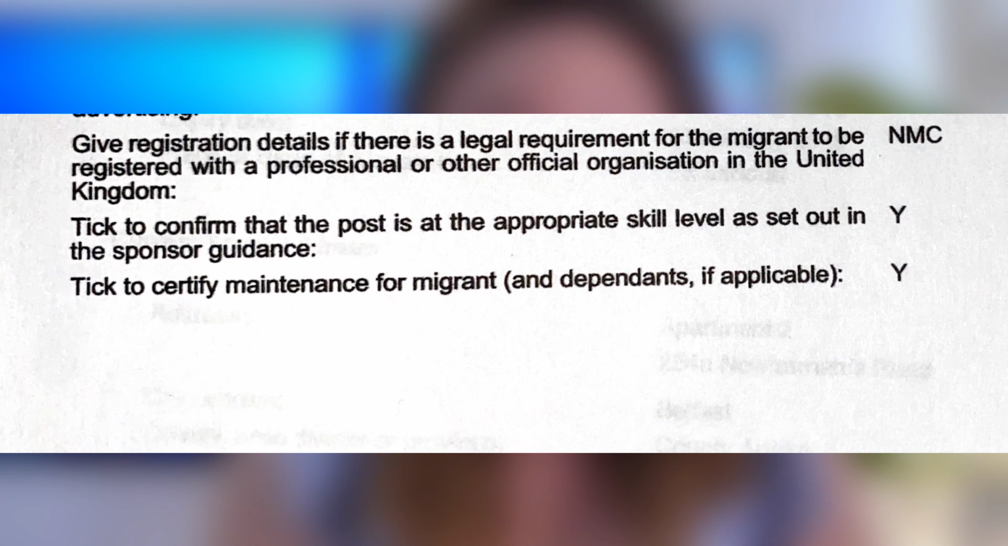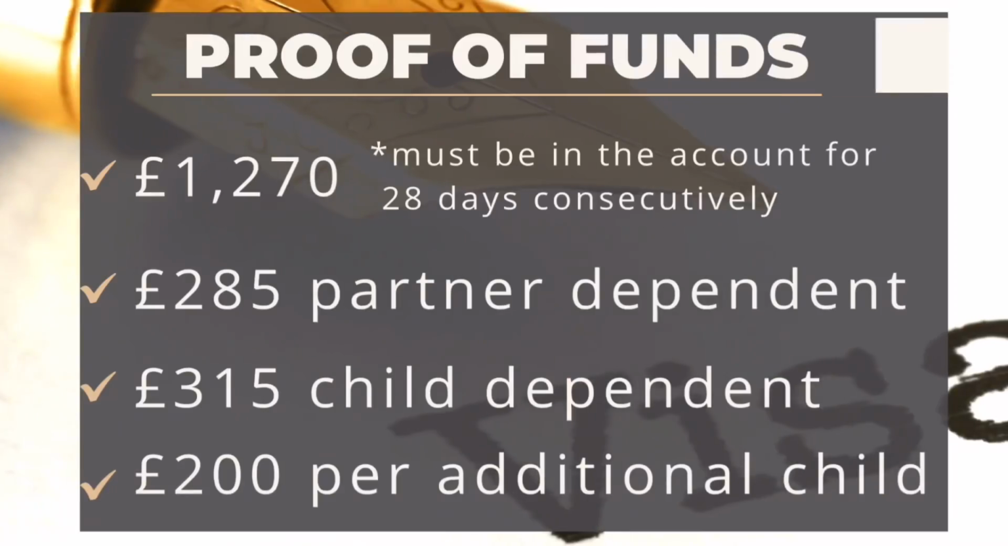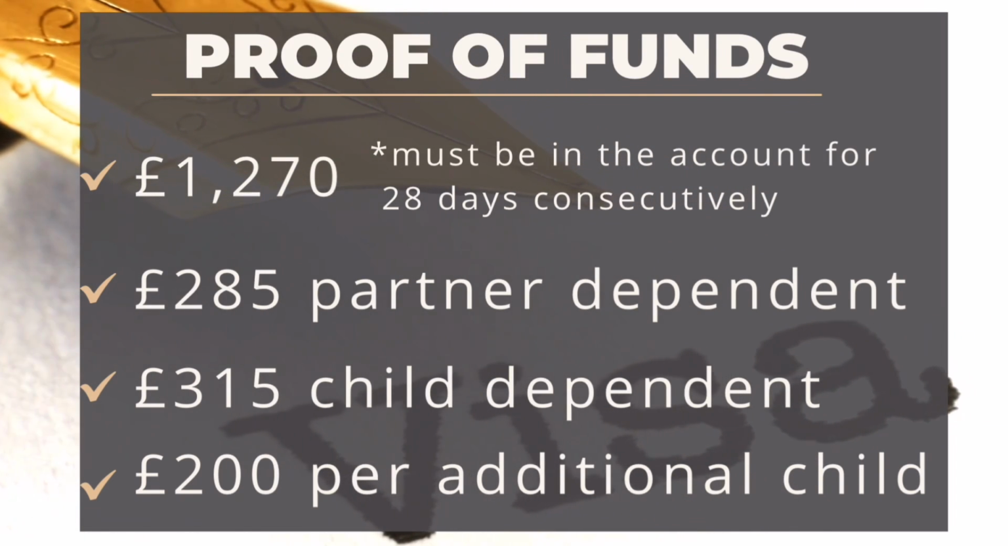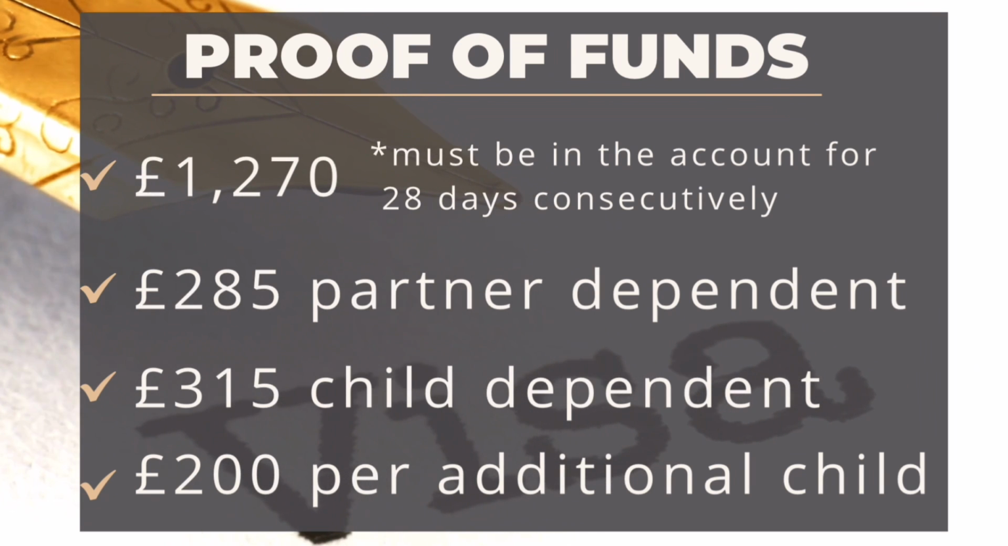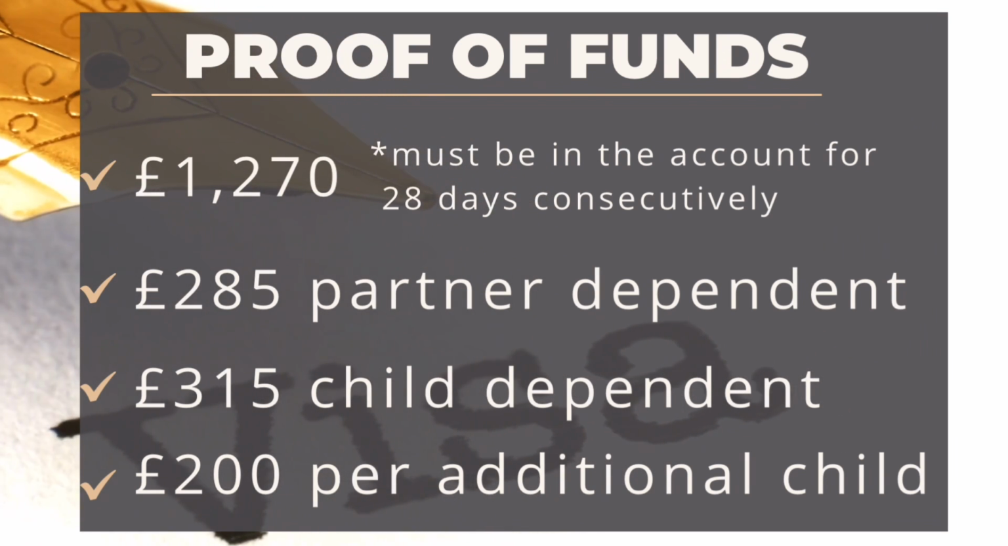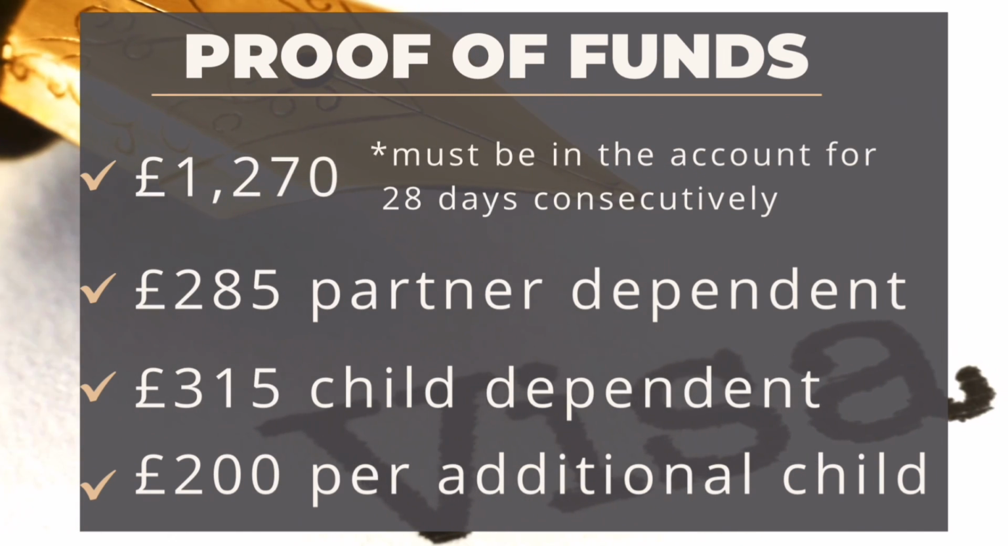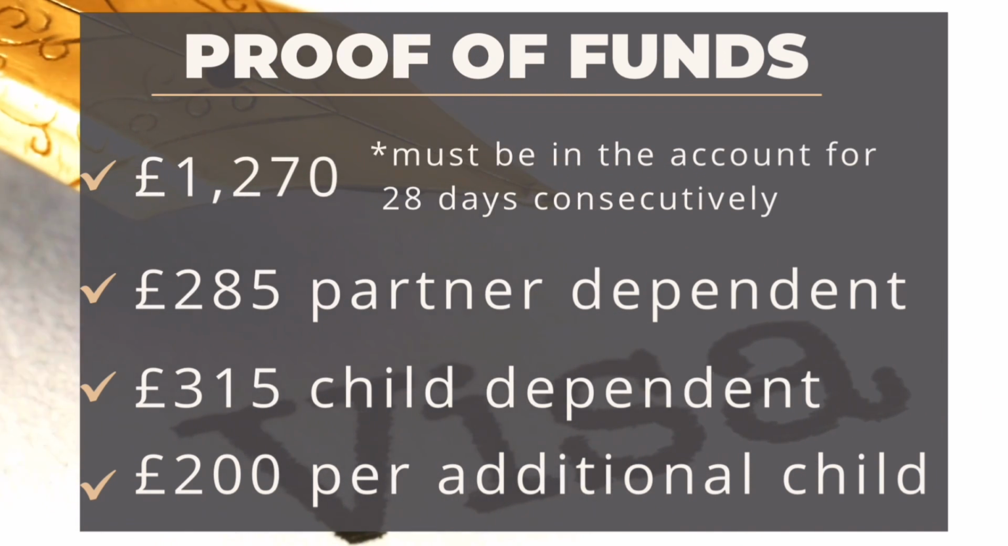Number 6, lack of funds. So if you're not on an A-rated sponsor, which means that the maintenance box is not ticked as yes, then you must show that you have enough money in your bank account. I have mentioned this earlier, you need to have 1,270 pounds in your bank account for consecutive 28 days, an additional 285 for an adult dependent, and 315 pounds for a child dependent, and another 200 pounds per additional child.